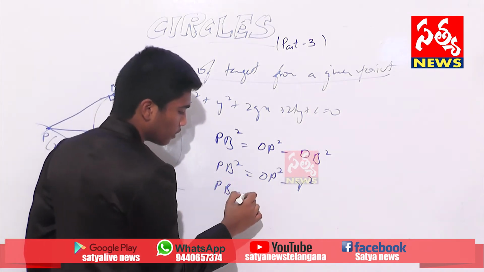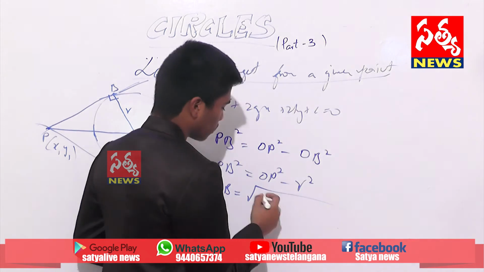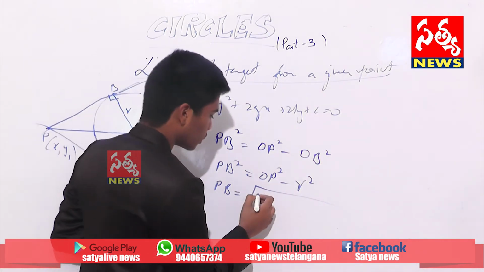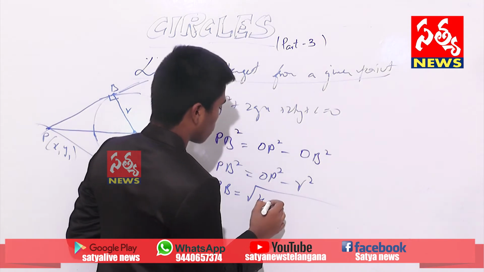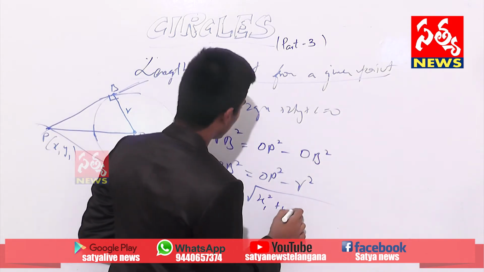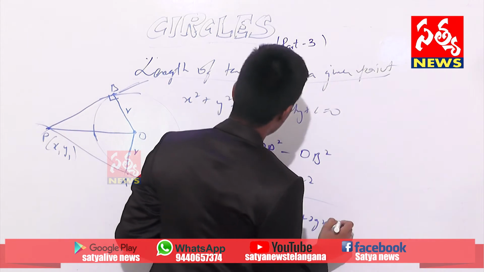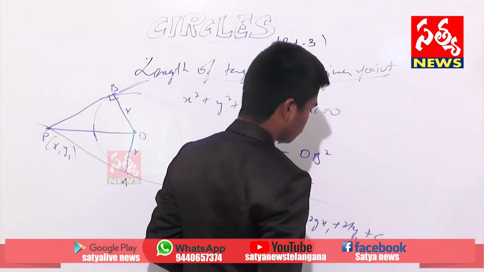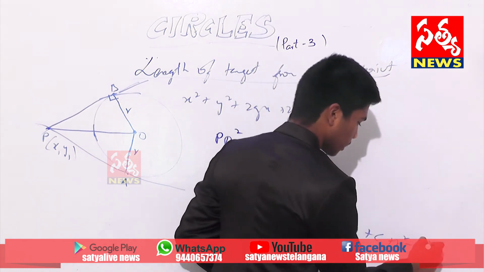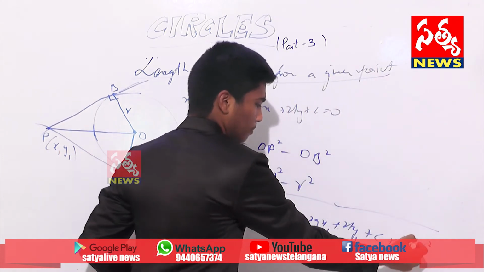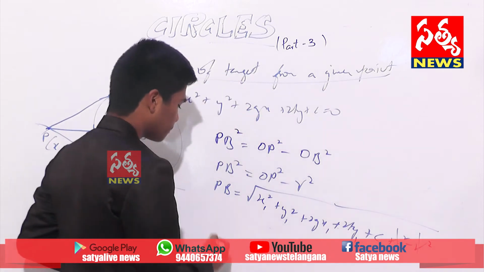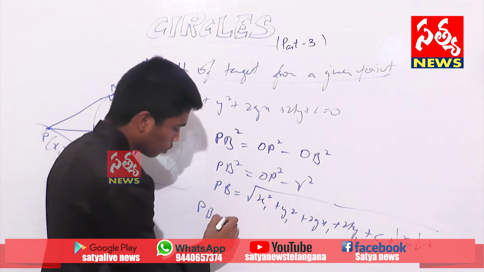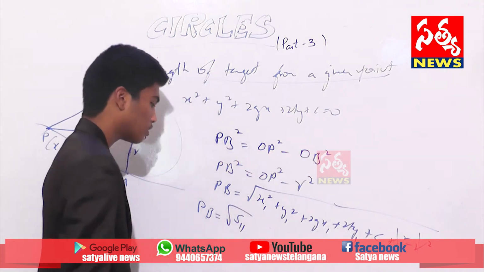Directly we can write PB is equal to root of, in place of OP we can write this equation: x1 square plus y1 square plus 2gx1 plus 2fy1 plus c plus r square minus r square. So here plus r square minus r square gets cancelled, and finally we get PB value as root of S11.